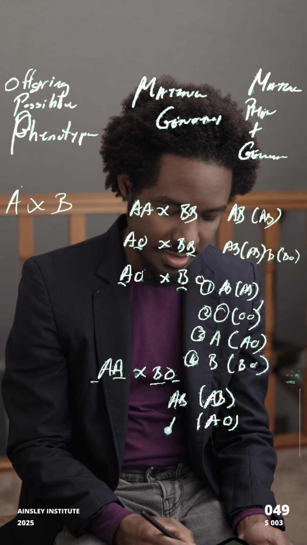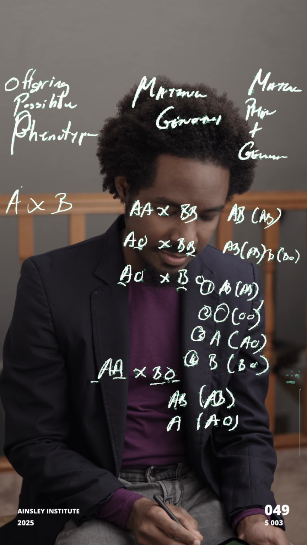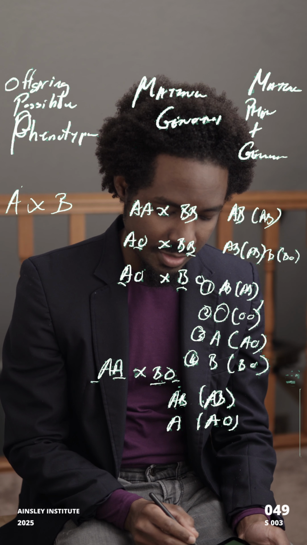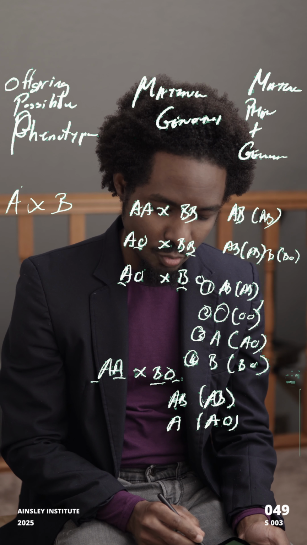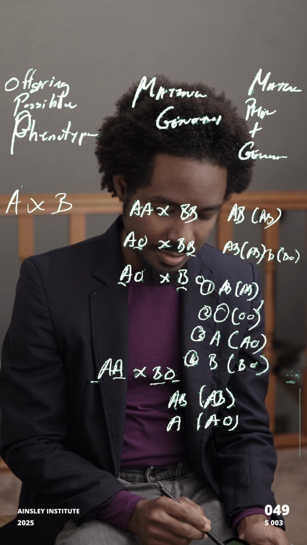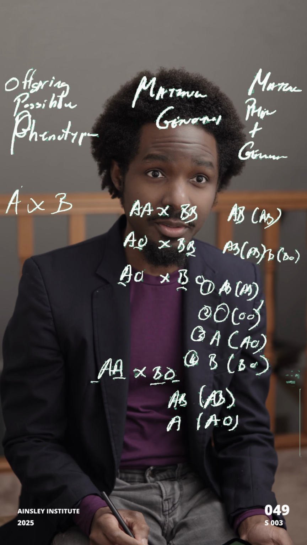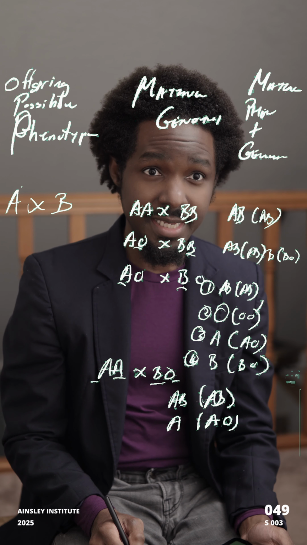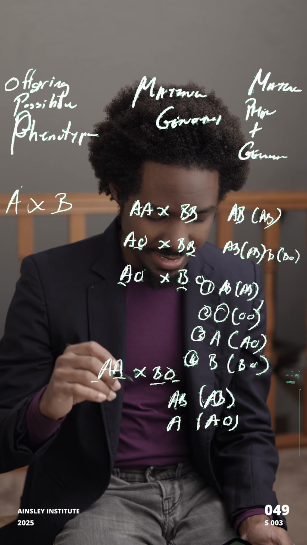So this is AB and this is A. And then we can have, is there any other combination? There's a B that is present here, BA, which is AB. All right. So we have these two that are possible from an AA times a BO. So we have AB and AO.